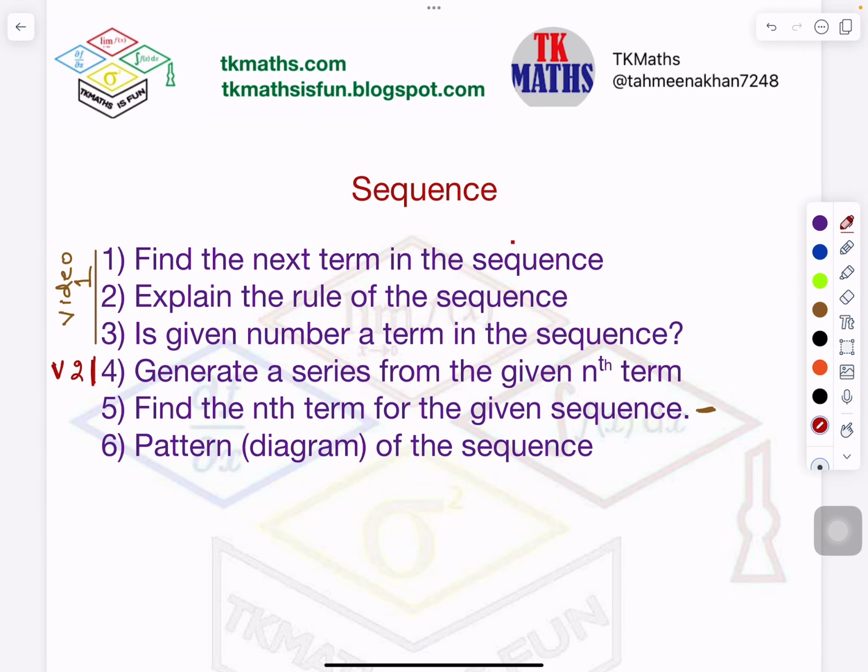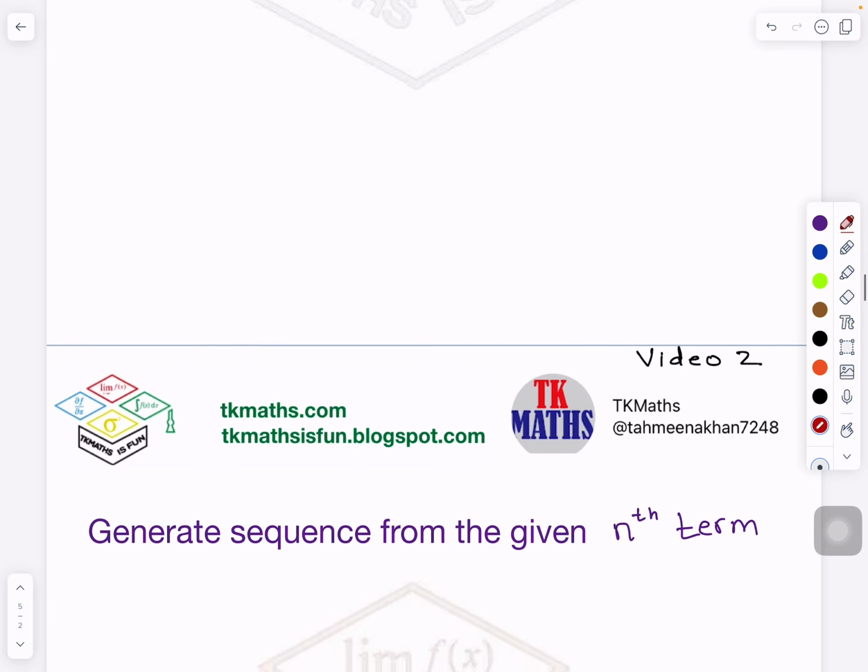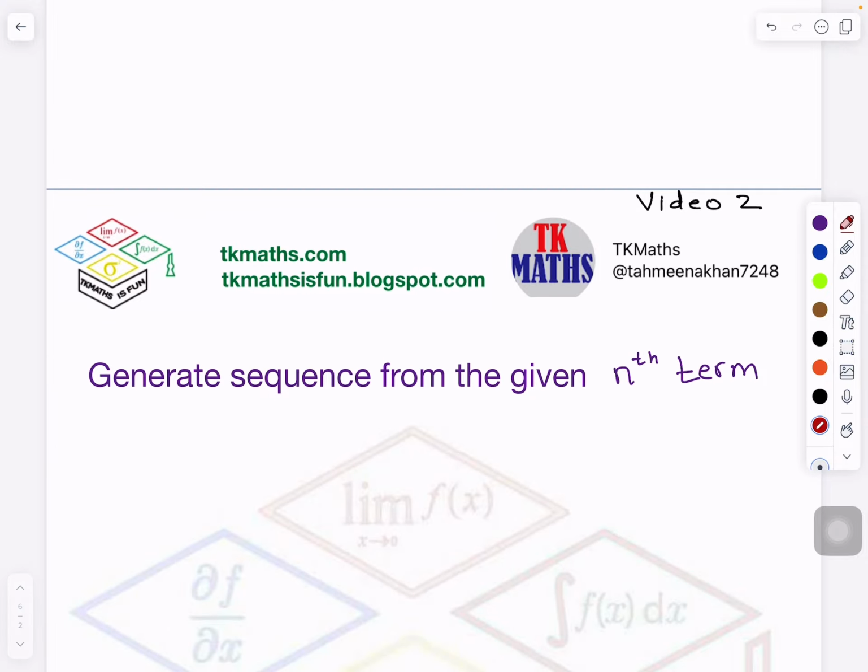Today's video, which is video number 2 on sequences, we will study the fourth point, which is generate a series from the given nth term. This is specifically for Year 7, but Year 8 students can also revise it. In video 1 we have seen and covered all 3 aspects. Now let's see what is the meaning of it. First of all, we need to understand, then I will show you the question. Generate a sequence from the given nth term.